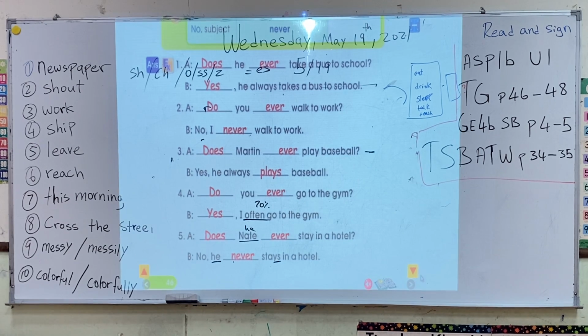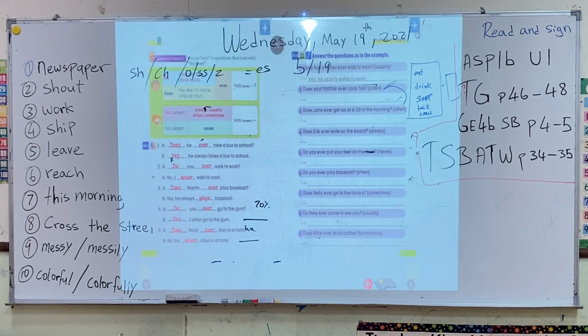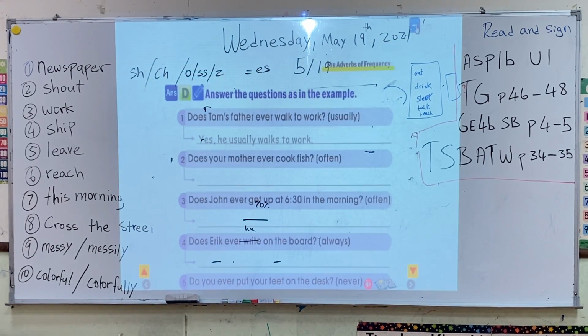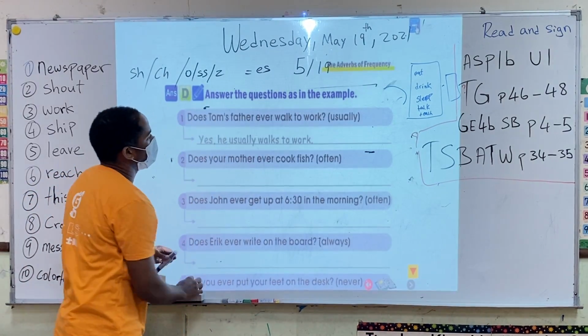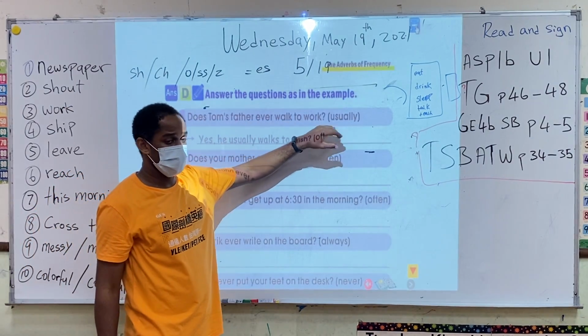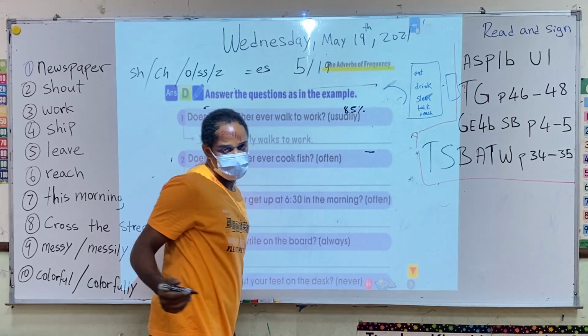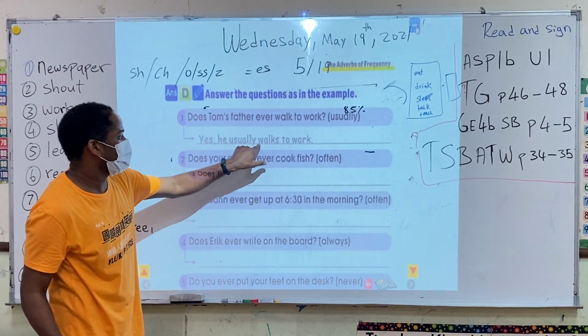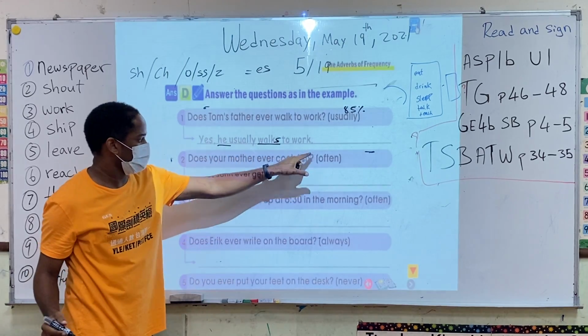So let's, okay, so now we're going to go to page 47. Now this one is answering, we're going to answer the questions. Good. So number 1, does Tom's father ever walk to work? So usually, so remember usually is 85%. Good. So yes, he usually walks, because it's he walks to work.